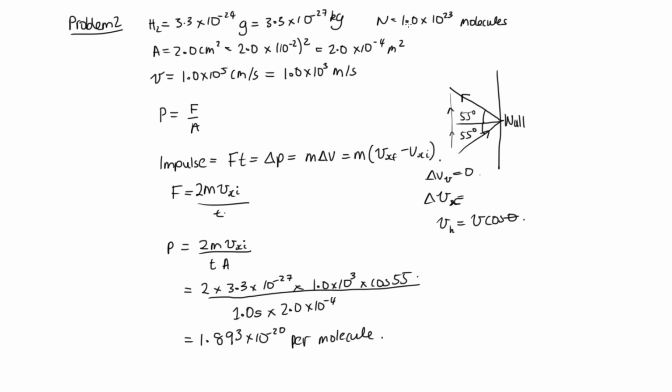But we in fact have 1 times 10 to the 23 molecules, so we need to multiply these two together to get the total pressure. So the pressure is equal to 1.9 times 10 to the 3 pascals. Okay, so this is problem 3.